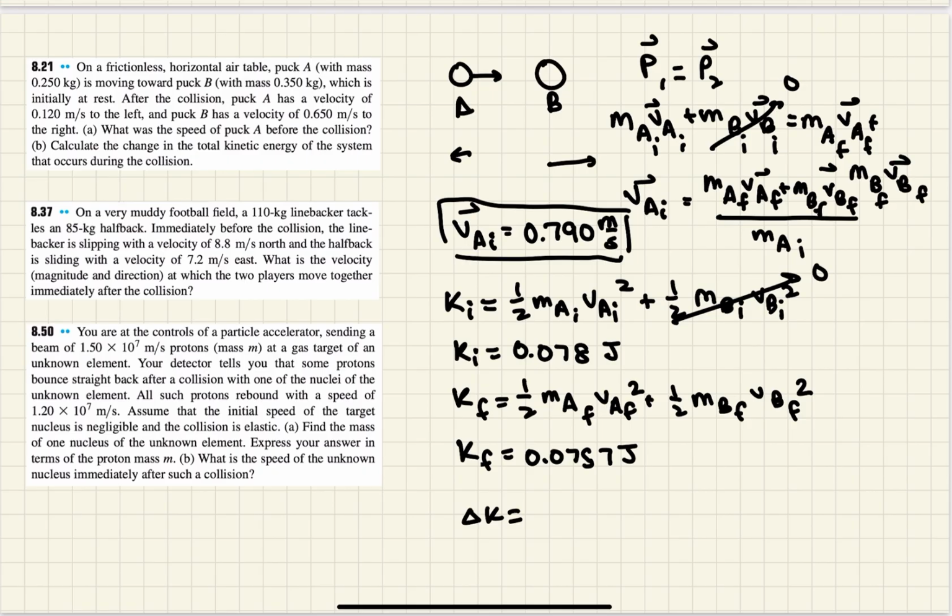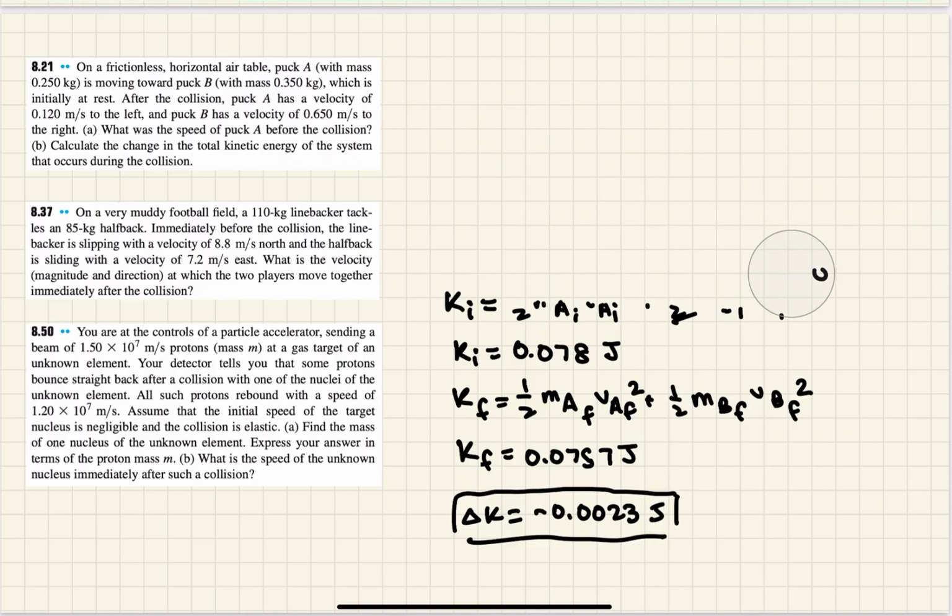And there is a difference. It's just the change in kinetic energy. It's going to be K final minus K initial, and that's going to be negative 0.0023 joules. So a very small change, but if you look at the actual values, it is a pretty significant change. You can find the percent, but they're not asking us to, so why bother? That's just the change in kinetic energy.